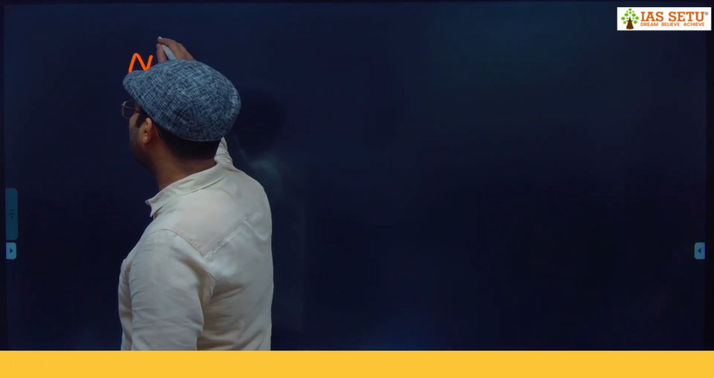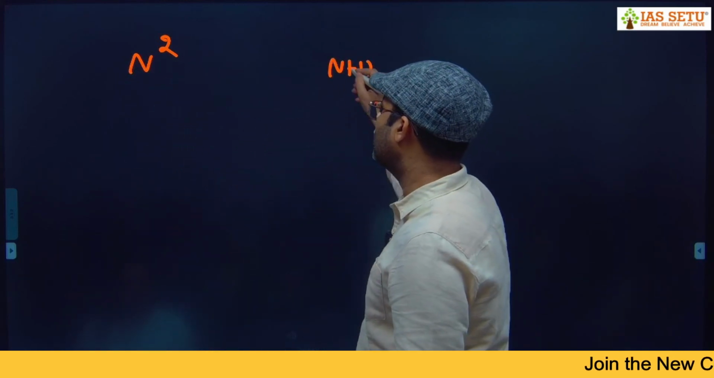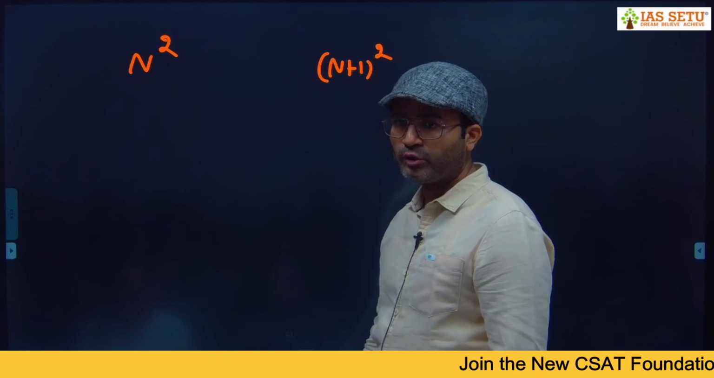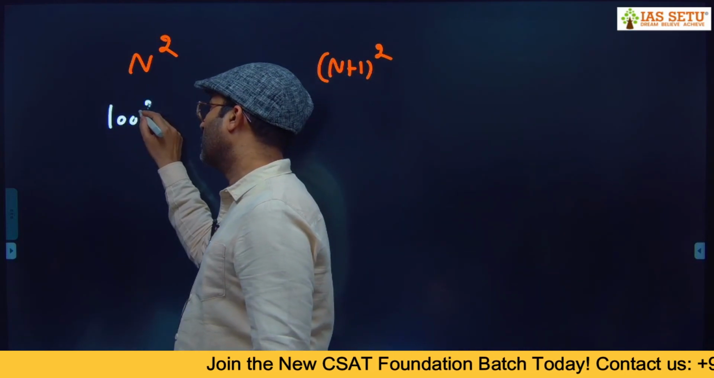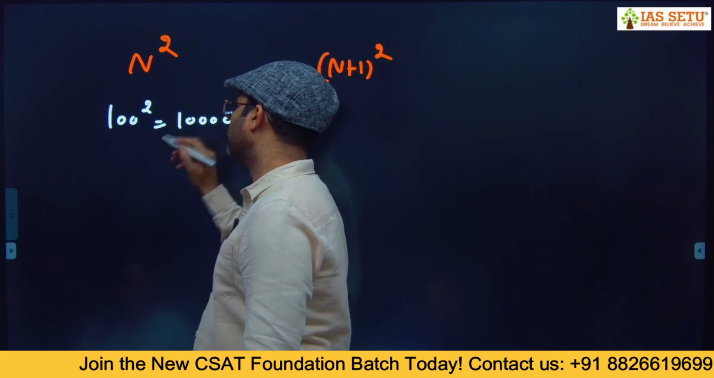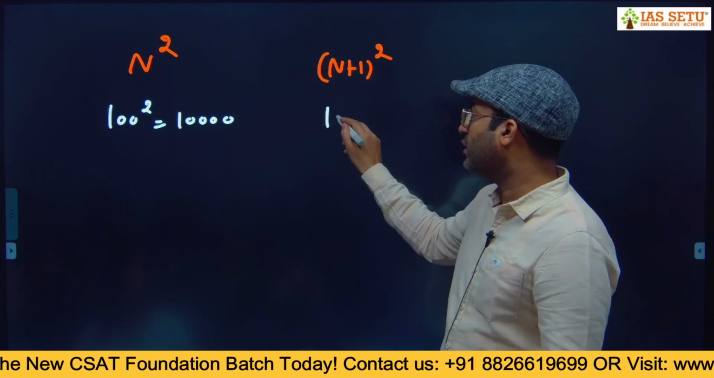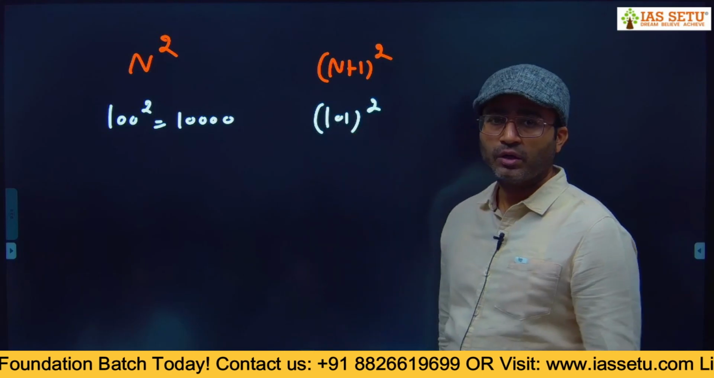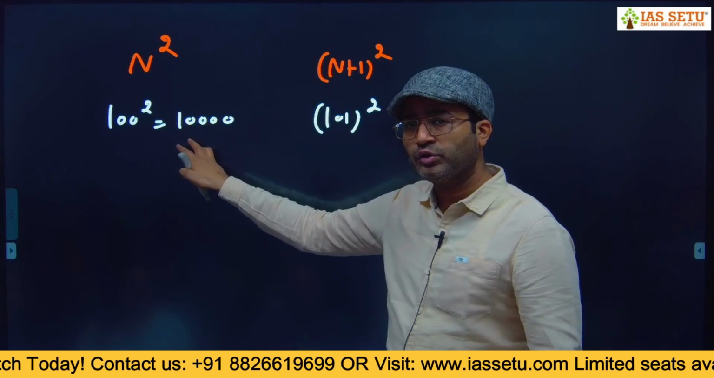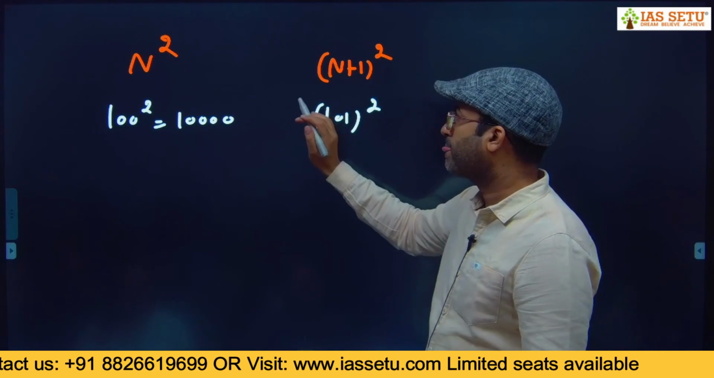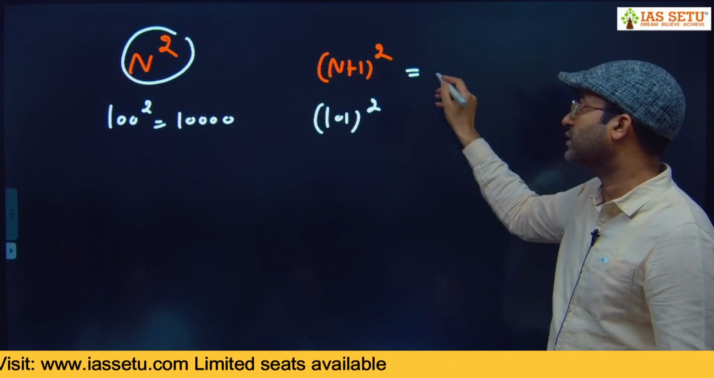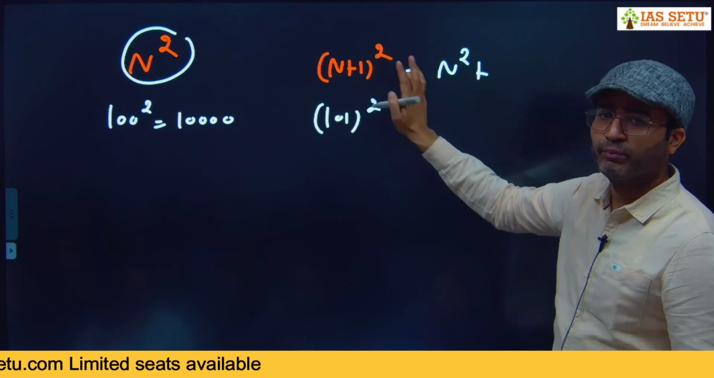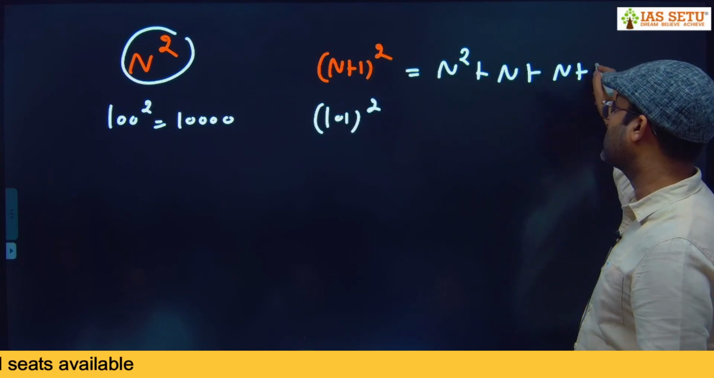Now fourth observation. If you know n square, we can easily find (n plus 1) square. I tell you how. Like if you know 100 square, this is 10,000, and we have to find 101 square. I tell you the concept. If you know n square and you have to find (n plus 1) whole square, it is nothing but n square plus both the numbers, n plus (n plus 1).